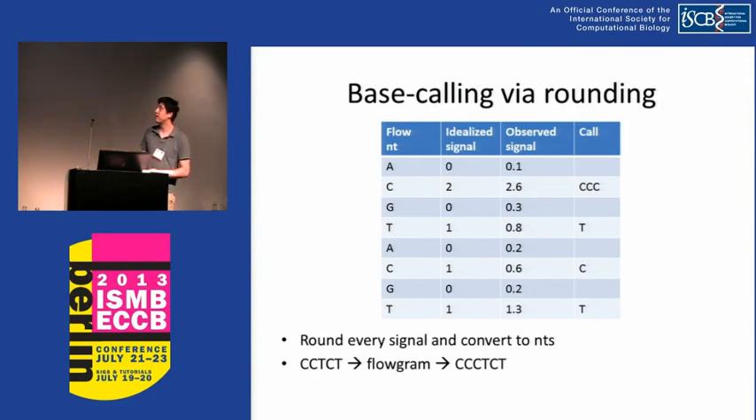So for example, we start with this toy example. If the signal is 0.1, we round it to 0 and say there's no incorporation, there's no A. Then if the signal is 2.6, this is rounded to 3. And then we say, okay, there have been 3 copies of this C nucleotide, so now we have 3 Cs in the sequence. And we continue from left to right and construct our sequence.